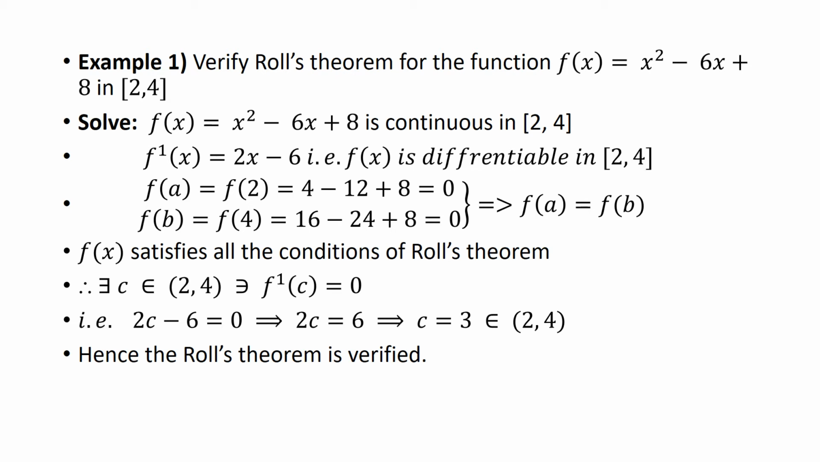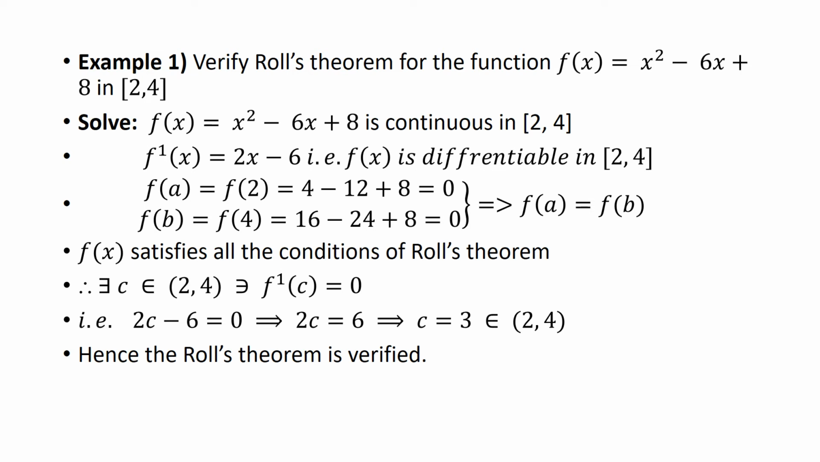That is, f of x is differentiable in the open interval 2 comma 4. These are the two conditions. Condition 1, f of x must be continuous, and condition 2, f of x must be differentiable. Now the third condition is f of a must be equal to f of b. So f of a is equal to f of 2, it is equal to 4 minus 12 plus 8, and it is equal to 0. And f of b is equal to f of 4. So that is equal to 16 minus 24 plus 8 equal to 0, which implies f of a is equal to f of b.